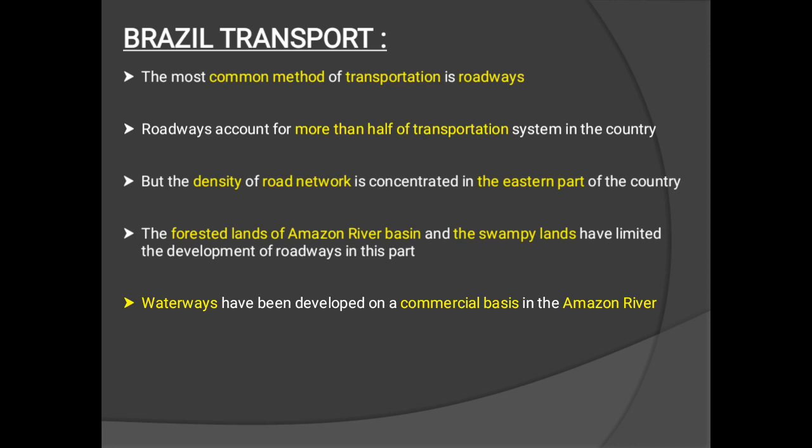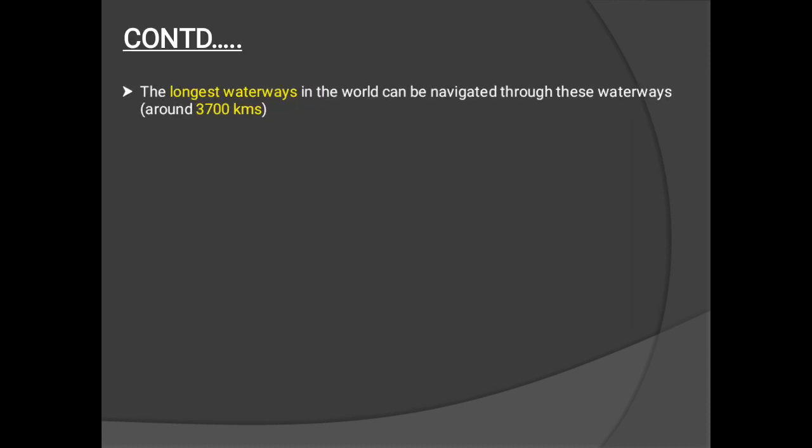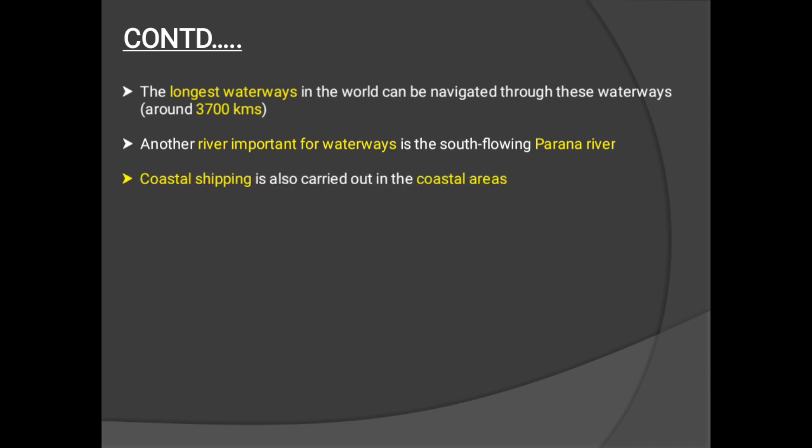Waterways have been developed on a commercial basis in the Amazon River. Boats ply from Iquitos in Peru to the mouth of the river. The longest waterways in the world can be navigated through these waterways, that is around 3,700 kilometers. Another river important for waterways is the south-flowing Parana River. Coastal shipping is also carried out in the coastal areas.